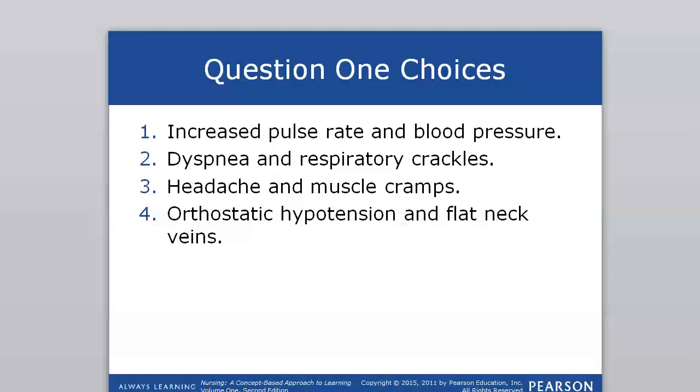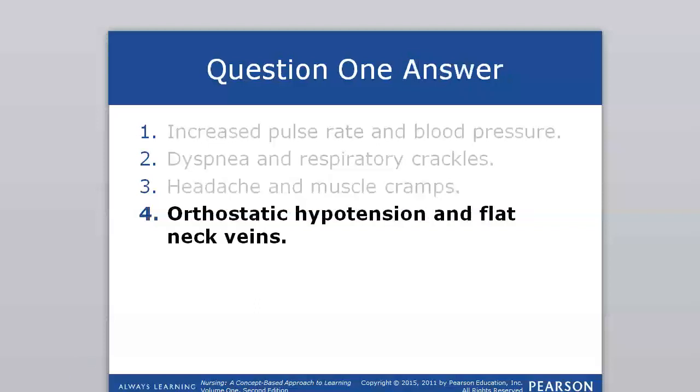And when you give an answer, I want you to provide that rationale to yourself as well, and not guess at these, because you need to know the physiological reason and the rationale behind it. And the answer to that, which I know all of you got correct, is orthostatic hypotension and flat neck veins. So let's look at the rationale behind that.